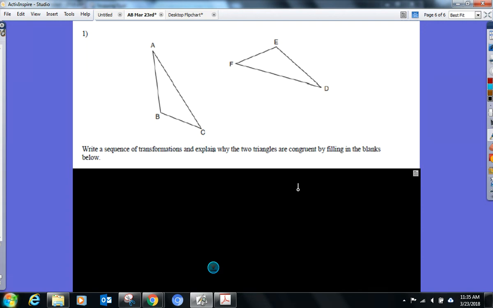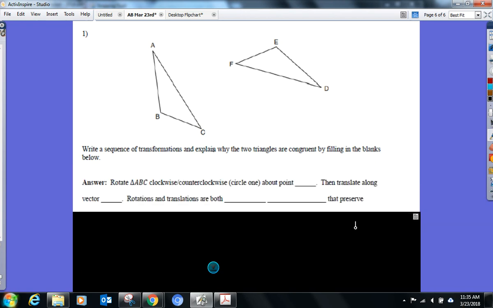A it is. Let's just go with A. Which direction do we want to rotate it then? Because remember, it's got to match up. A is going to have to eventually match up with D, B with E, and C with F. If you rotate it around A, A is going to stay where it is. So where should I rotate it? Clockwise or counterclockwise? Clockwise. All right. So rotate ABC clockwise about point A. We picked A, and again, B and C would also be fine.